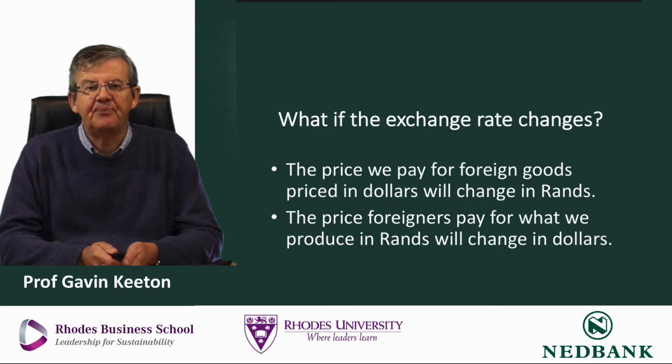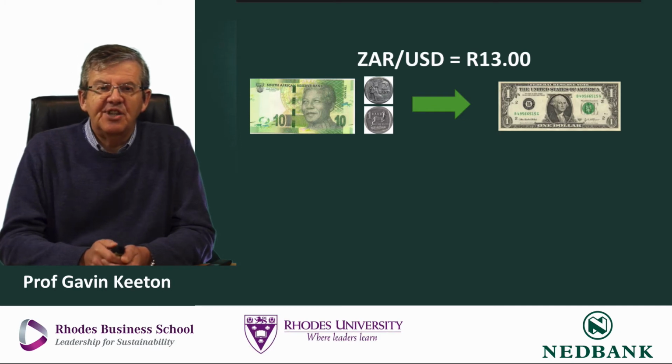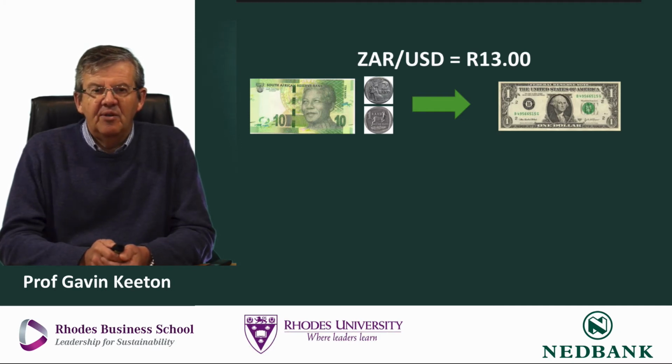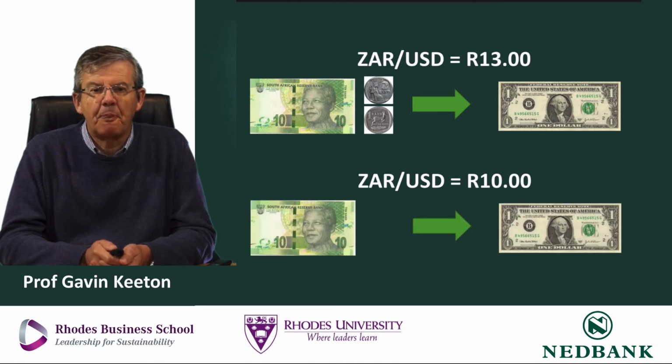Let's look at this. So we started off with the exchange rate at 13 rand to the dollar. We needed to pay 13 rand to get $1, or the foreigner for $1 could get 13 rand. And for some reason, which we'll explain in another video, the rand-dollar exchange rate now changes to 10 rand to the dollar. Let's look at what that does to the price of both our imports and our exports.